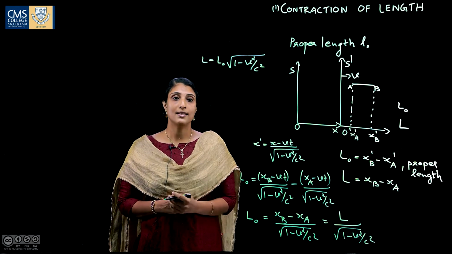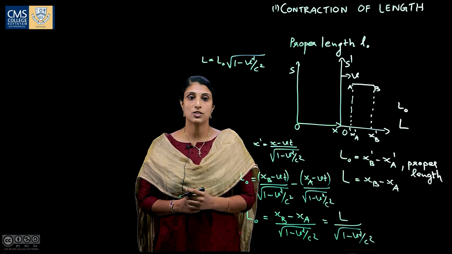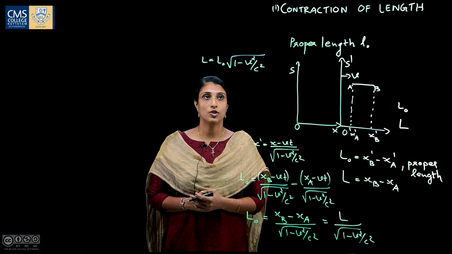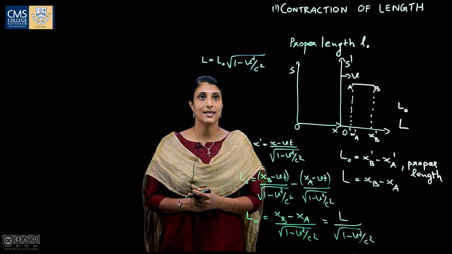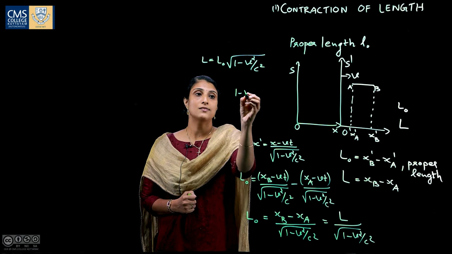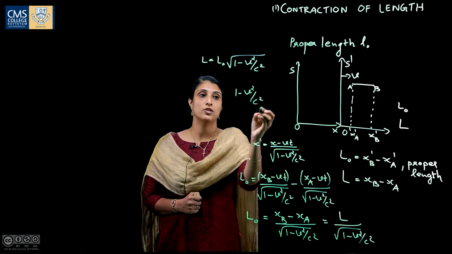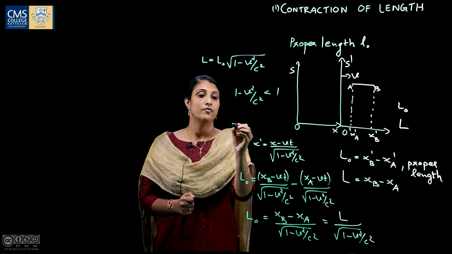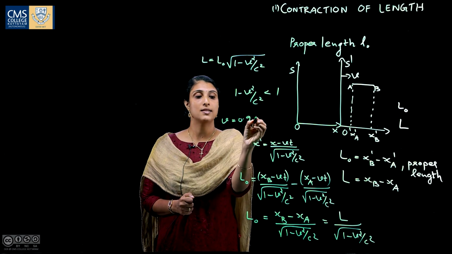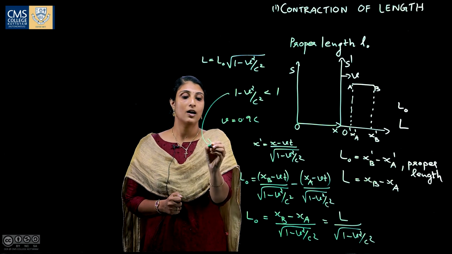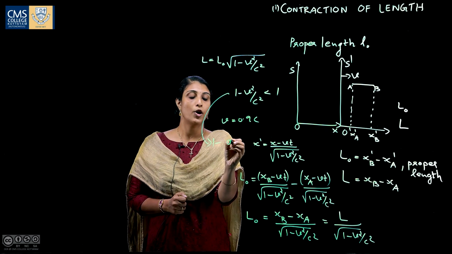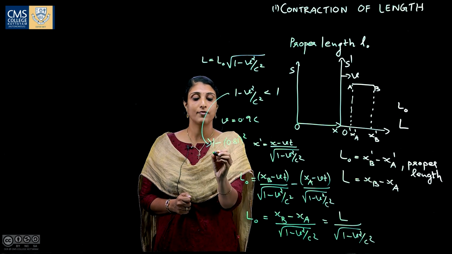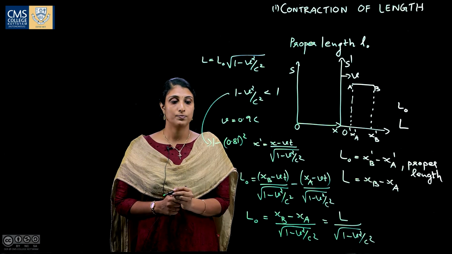Since V is less than C, where C is the velocity of light, the velocity of any particle is less than the velocity of light. So, V is less than C. So, root of 1 minus V square by C square should be less than 1. Suppose V equals 0.9 C, then we have 1 minus 0.81, that is 0.9 square, that is 0.81. It is a fractional value.